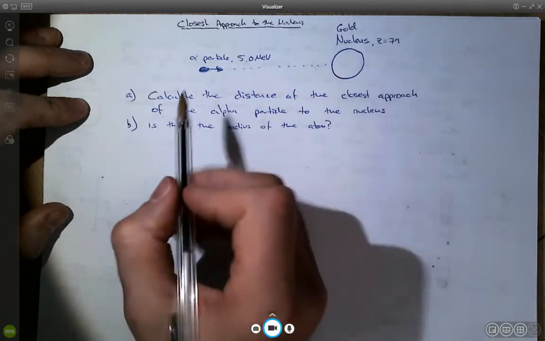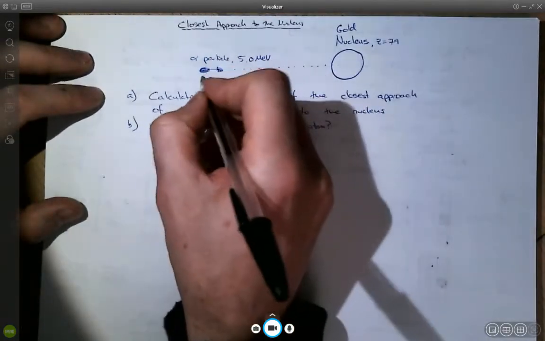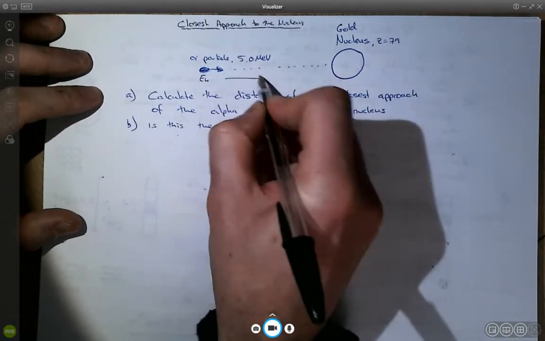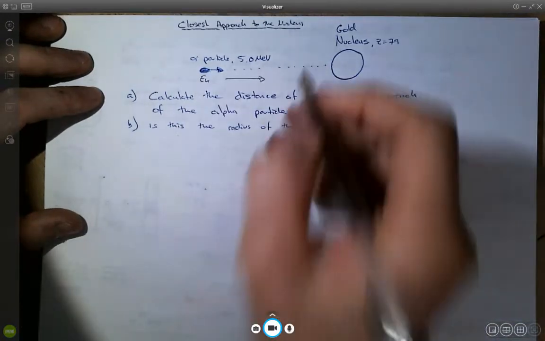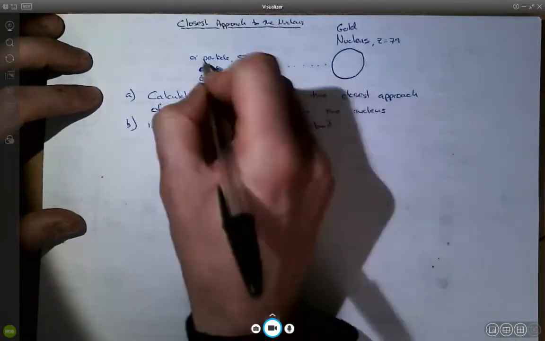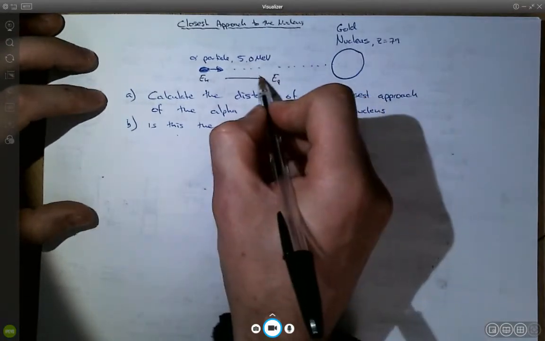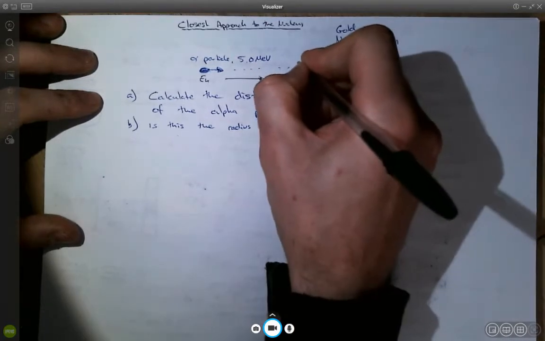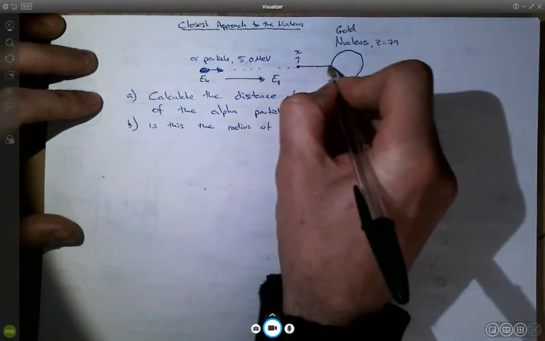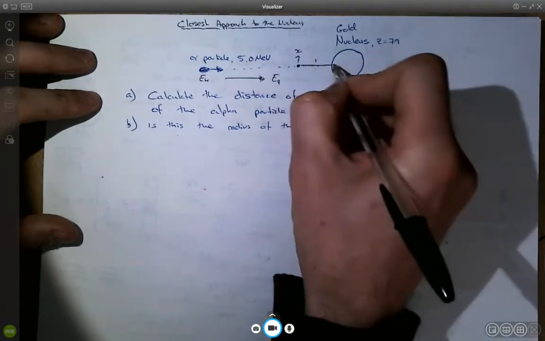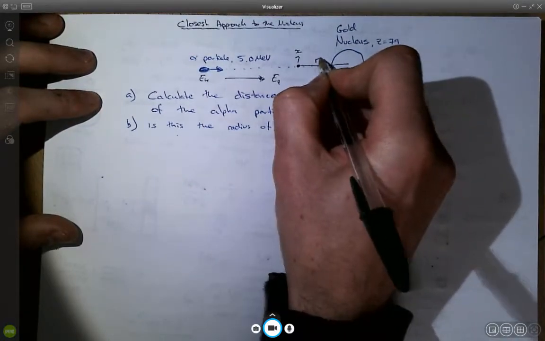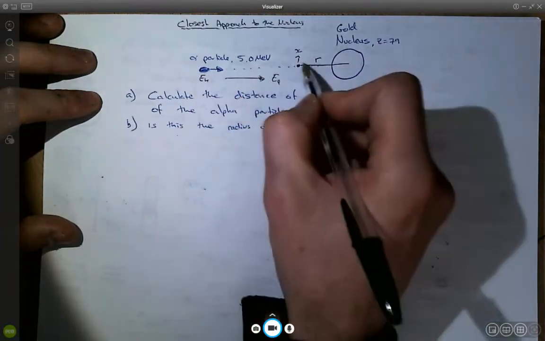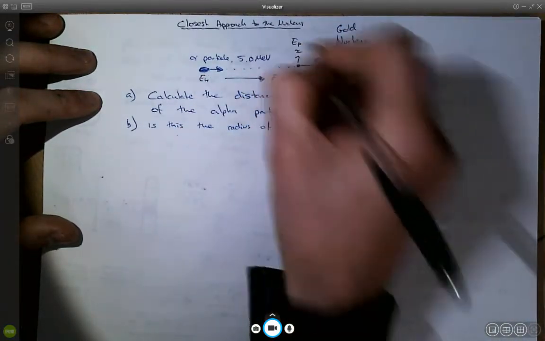So we need to understand what's going on in this situation. The alpha particle has some kinetic energy, and as it travels this way, it's being repelled by the nucleus, and the kinetic energy of the alpha particle is being transferred to potential energy. And at some point, which we will label x, at some distance from the nucleus, it will be balanced. All of this kinetic energy will have been balanced by this potential energy at this point.